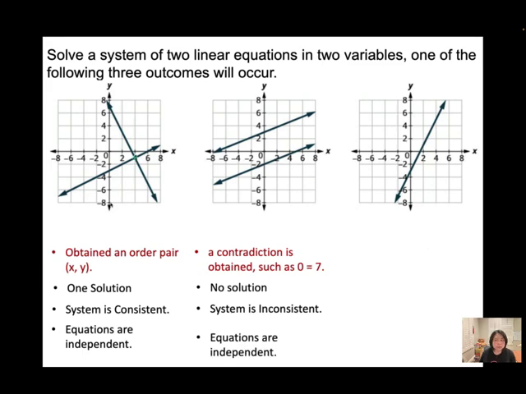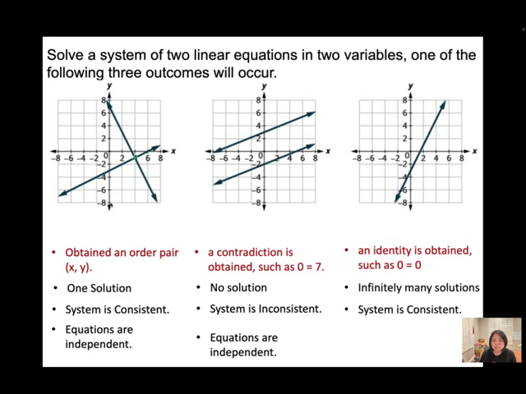When you get a true statement, like 0 equal to 0, that means you do have infinitely many solutions. The system is consistent. The equations are dependent because these are identical equations.